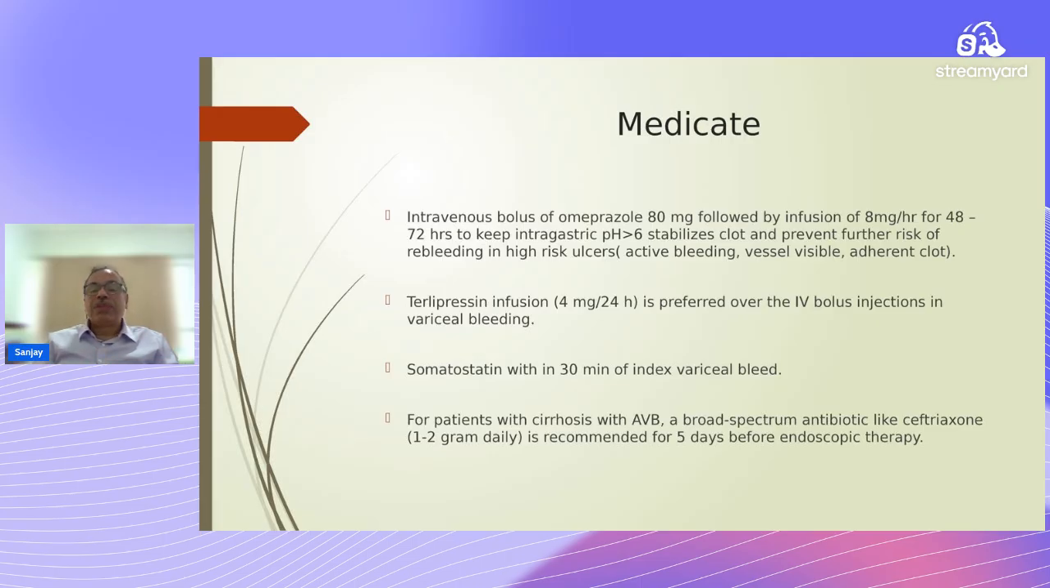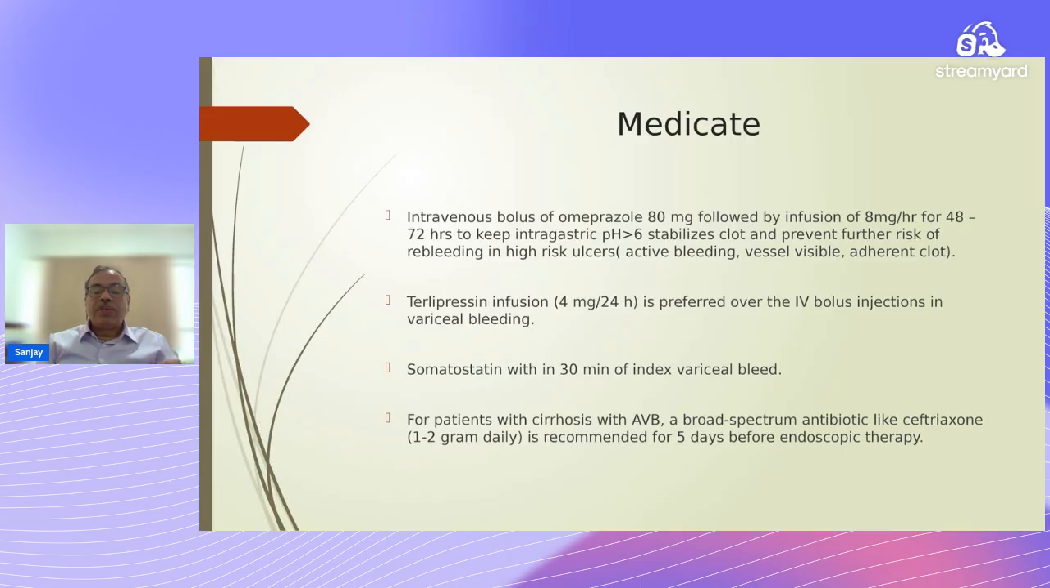The aim of this bolus is to keep the intragastric pH to more than 6. And when the intragastric pH is more than 6, this would stabilize the clot and it would prevent further risk of rebleeding in high risk ulcers. Forest grade, like where there's active bleed or visible vessel or adherent clot. Those are high risk cases according to Forest classification. So this is a very important pharmacological therapy which should be initiated in all patients, especially in a patient where the cause is a bleeding peptic ulcer.